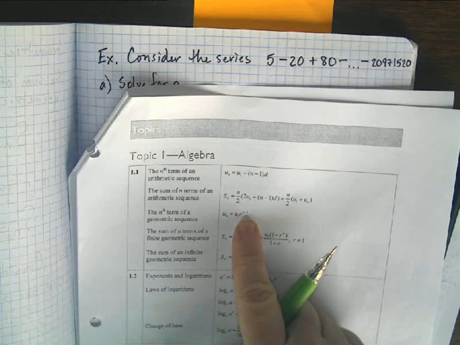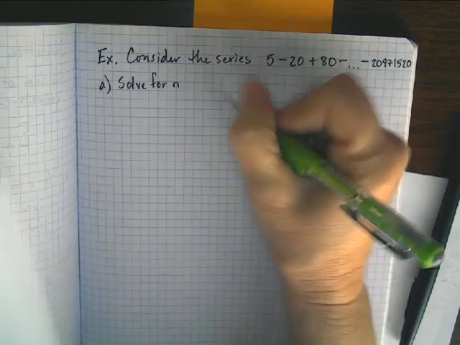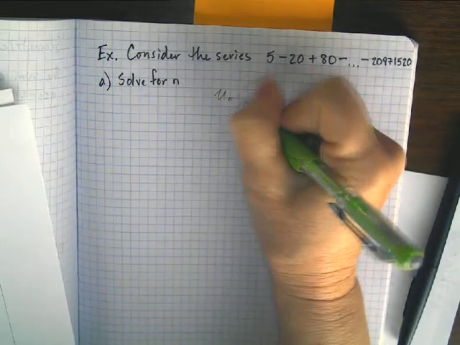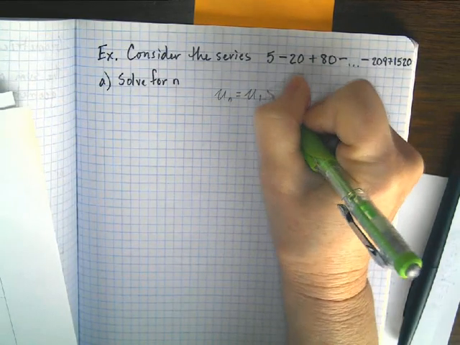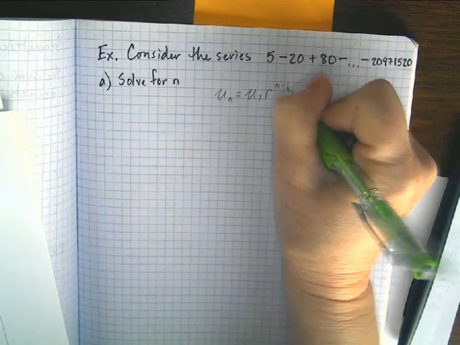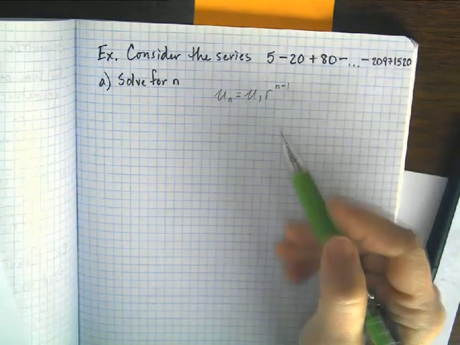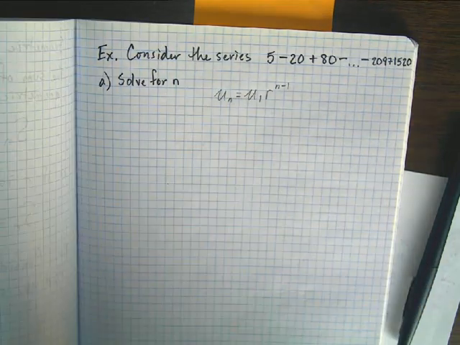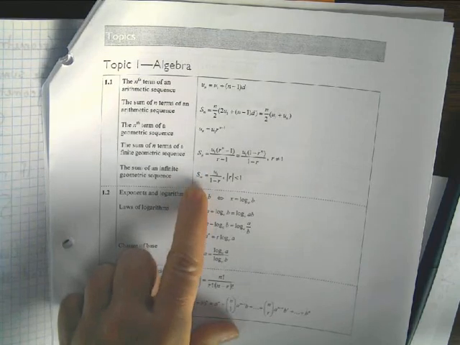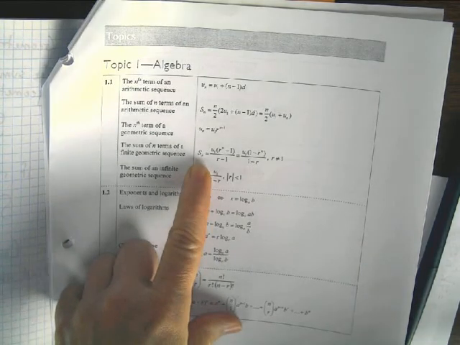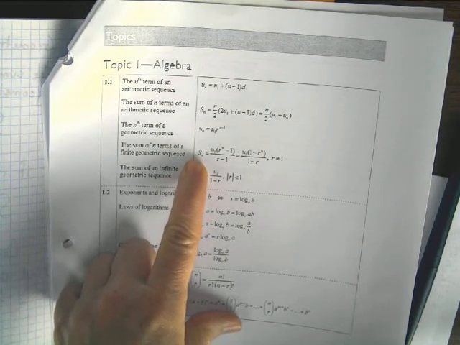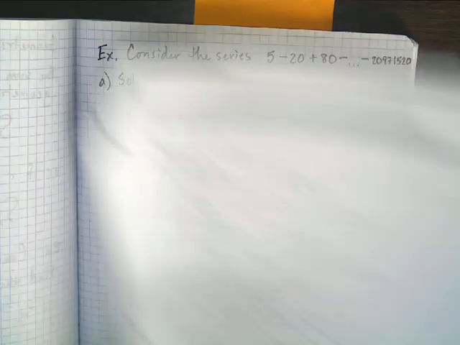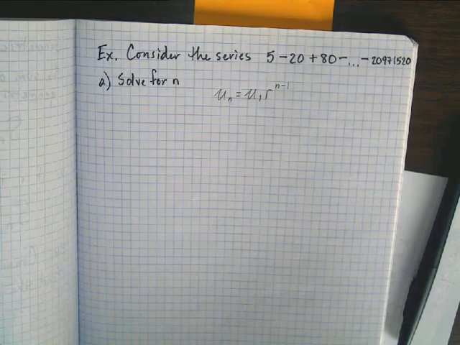Okay, so we are going to be using this formula: u sub n is equal to u sub 1 times r to the n minus 1, because we need to figure out what n is. We can't do that with the sum of the series, because we don't have enough information on that. We can't use that formula because we don't know n, too many unknowns. But this one we can use because we have enough information.